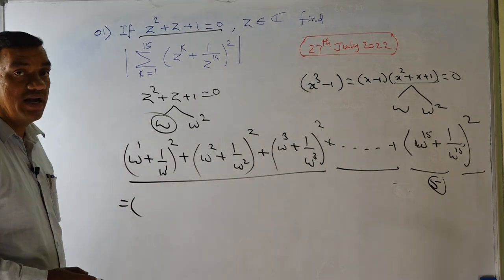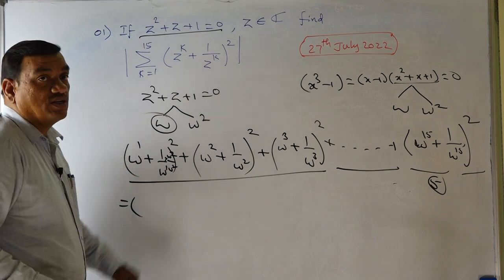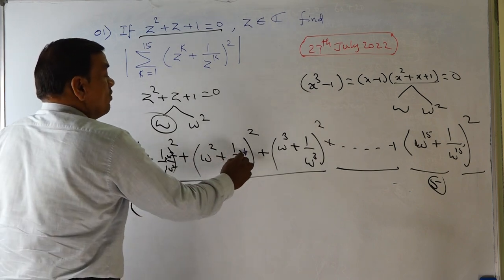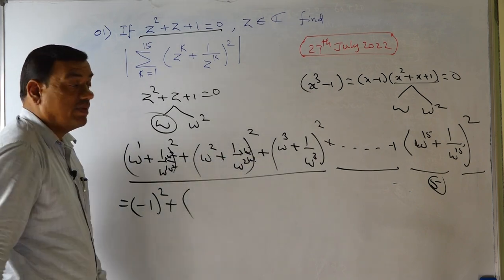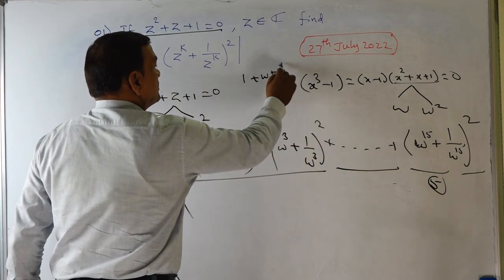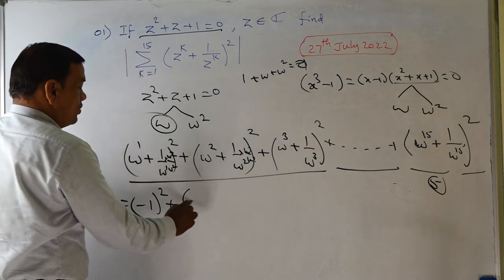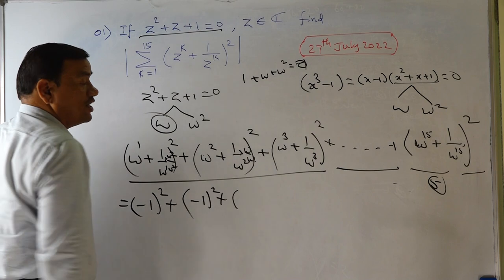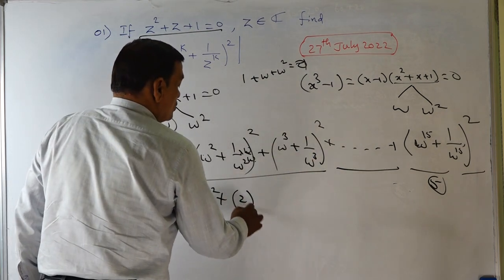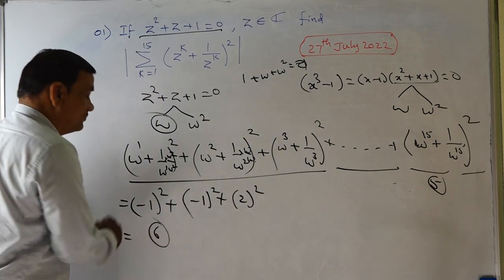Now tell me, what is the value for omega? 1 by omega means you multiply and divide with omega square, so this is omega plus omega square, which is equal to minus 1, whole square. Since omega plus omega square plus 1 is equal to 0, omega plus omega square is minus 1, so this is minus 1 whole square. Omega cube value is 1, and 1 by omega cube value is also 1, so 1 plus 1 is 2. So this is 2 square. Then 1 plus 4, so 6 you will get.